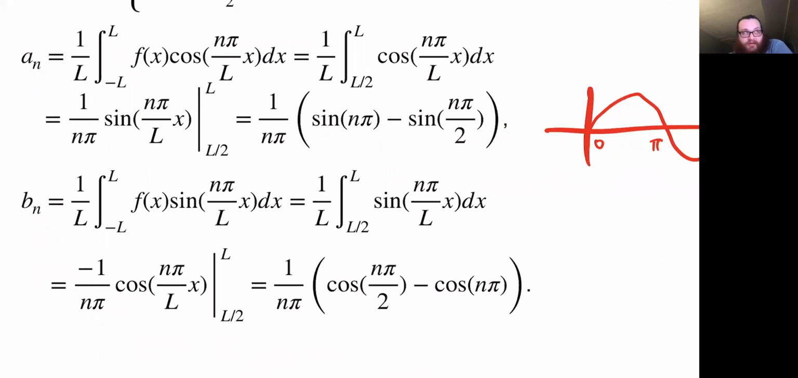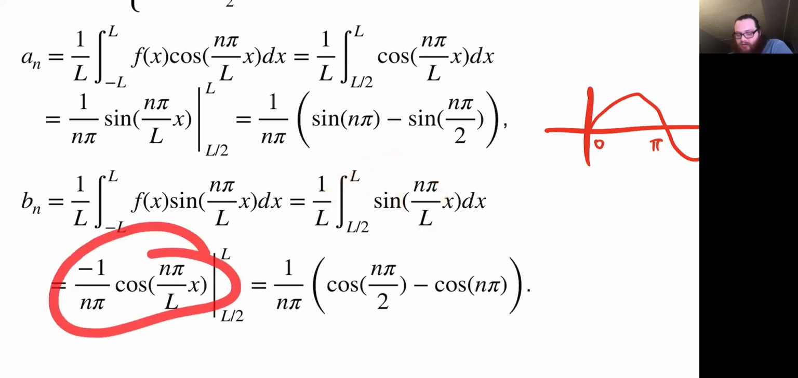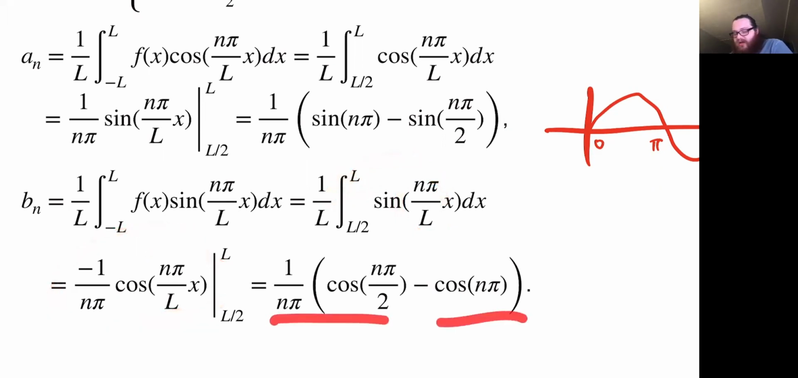We can do the same thing for the sine pieces. So b sub n, what are these coefficients? Well, they're 1 over L times the integral from negative L to L of f of x times sine of n pi over L x. f of x is 0 from minus L to L over 2, and it's equal to 1 from L over 2 to L. So make that simplification, your integral becomes this. Integrate sine, that's going to be minus cosine. You're going to have 1 over n pi over L come out. So you're left with this. Plug in, you're going to get this.